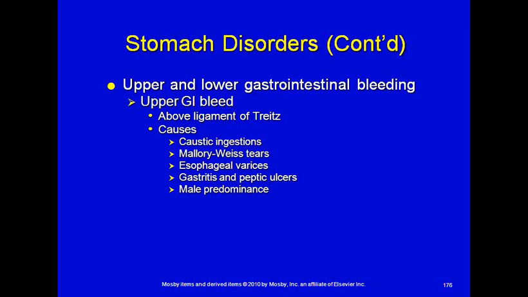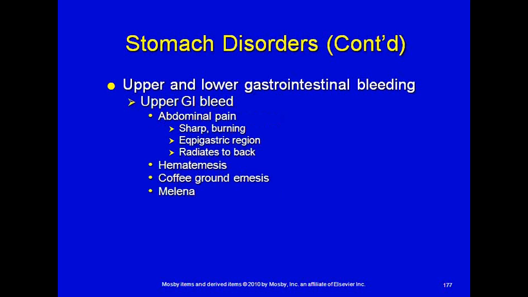Upper GI bleeding would be bleeding above the ligament of Treitz: caustic ingestion, Mallory-Weiss tears, esophageal varices, gastritis, and peptic ulcers. It's predominant in men more so than women, and it might have a lot to do with their alcohol consumption, their diets, that sort of stuff.